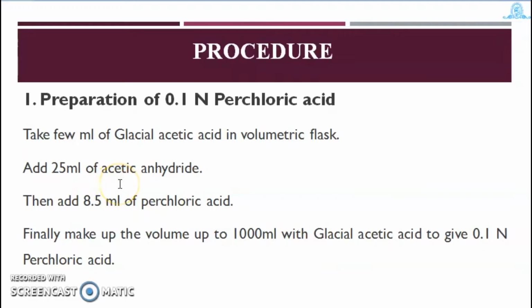So we will see the procedure for the practical. First part is the preparation of 0.1 normal perchloric acid. The procedure for the preparation is: take a few ml of glacial acetic acid in a volumetric flask, then add 25 ml of acetic anhydride. To this, add 8.5 ml of perchloric acid and finally make up the volume of the volumetric flask up to 1000 ml with glacial acetic acid, which will produce 0.1 normal perchloric acid solution.